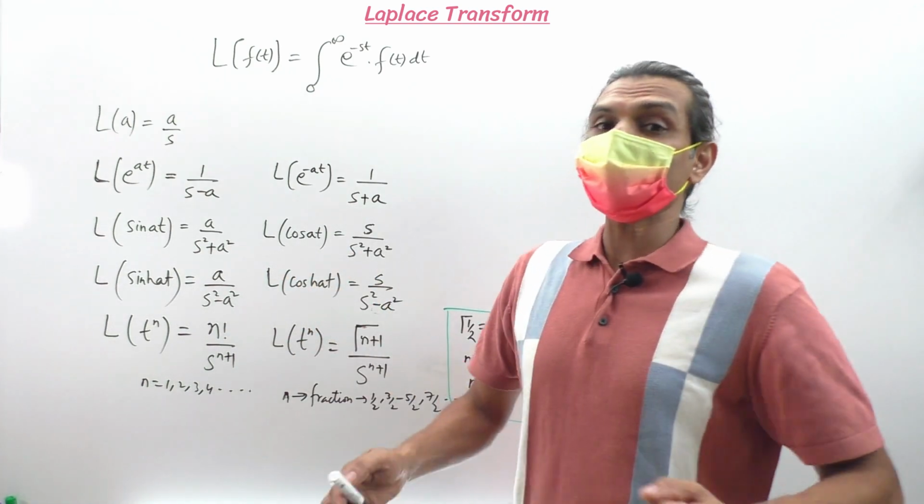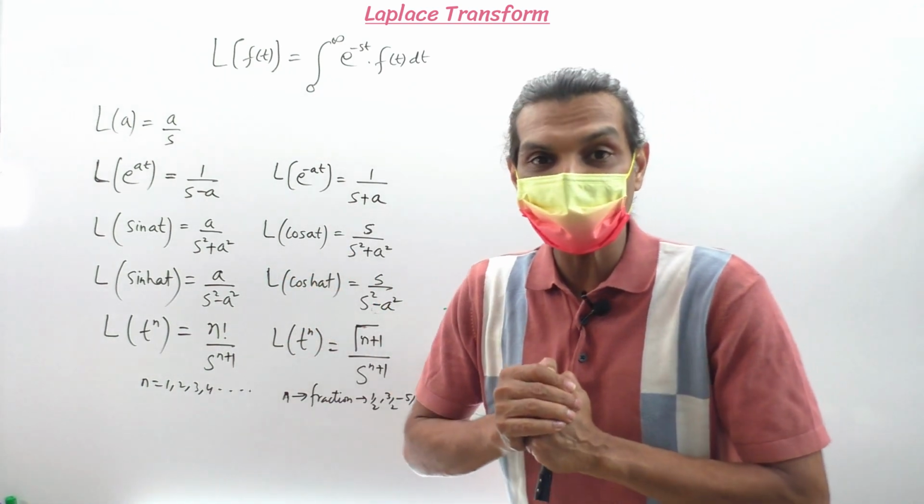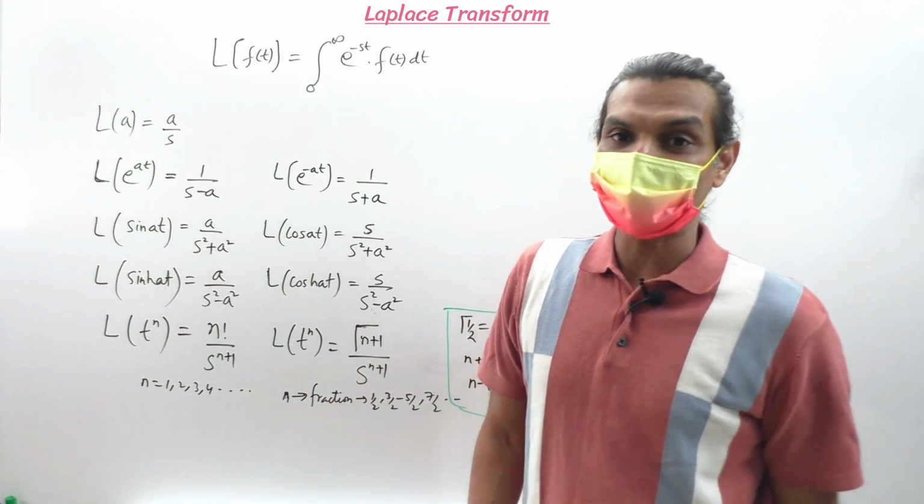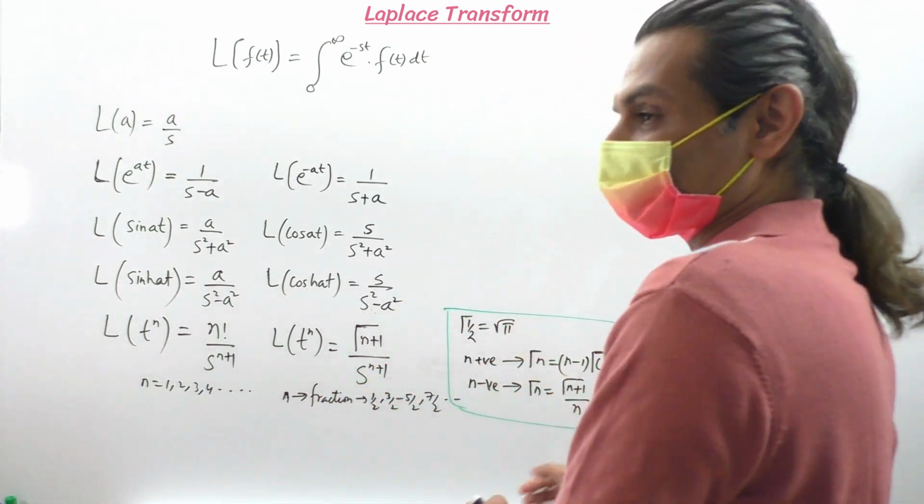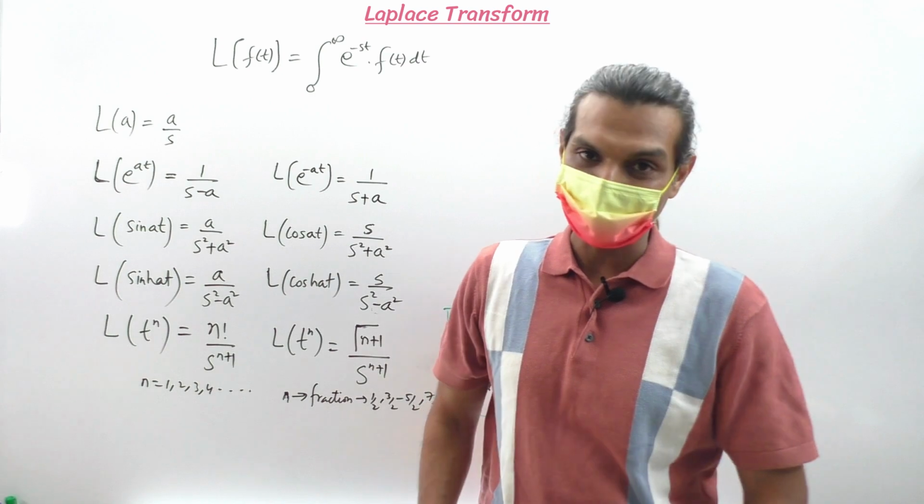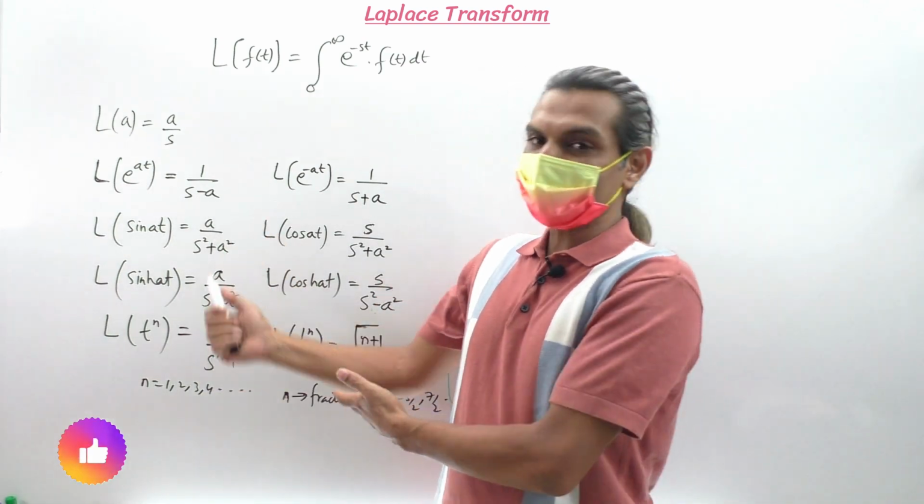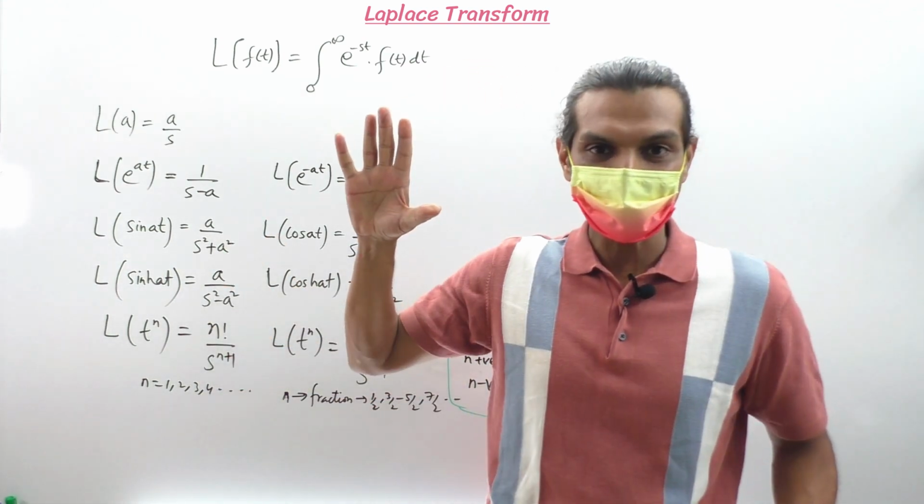And if n is a fraction, then Laplace of t raised to n is equal to gamma of n plus 1 by s raised to n plus 1. And to find gamma, we have these relations. You need to memorize them. That's all. So, very, very easy. You can do it in hardly 5 minutes after.